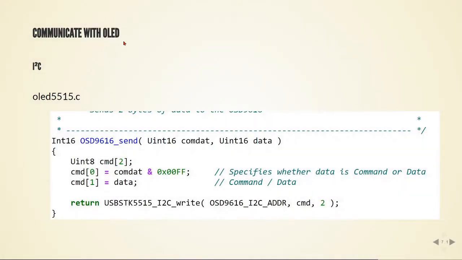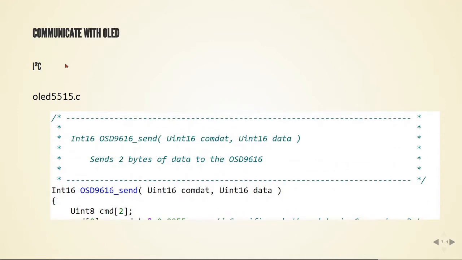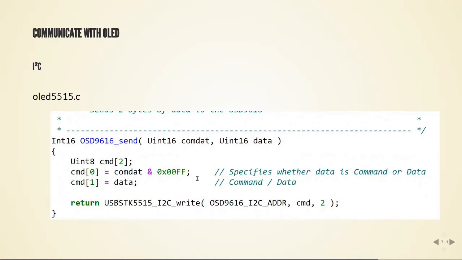So the OLED is connected with the DSP processor through the I2C bus. We've seen this before, and in this file here we have this send function that will send I2C commands. This address we've seen before. We can find it on the datasheet of the USB stick board, and it's similar to how we used it before to configure the audio codec. We are going to use this function to send I2C commands to the OLED.